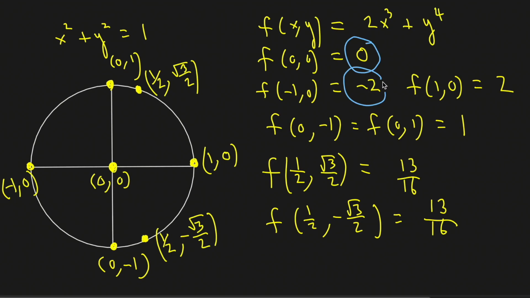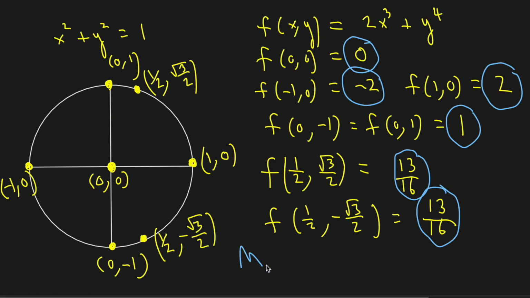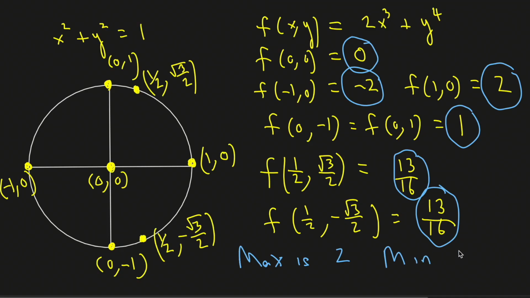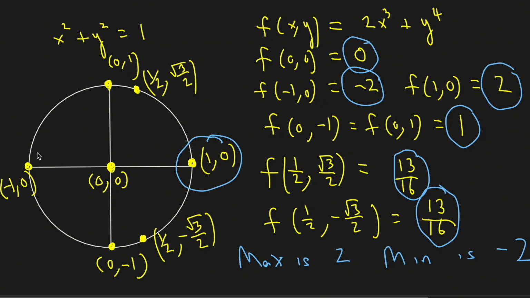So let's circle the values we got when we evaluated f: 0, -2, 2, 1, and 13 over 16. So that tells us that the max is 2, and the min is -2. So on this closed region, the function takes on its max at (1, 0) for a value of 2, and it takes on its min at (-1, 0) for a value of -2.